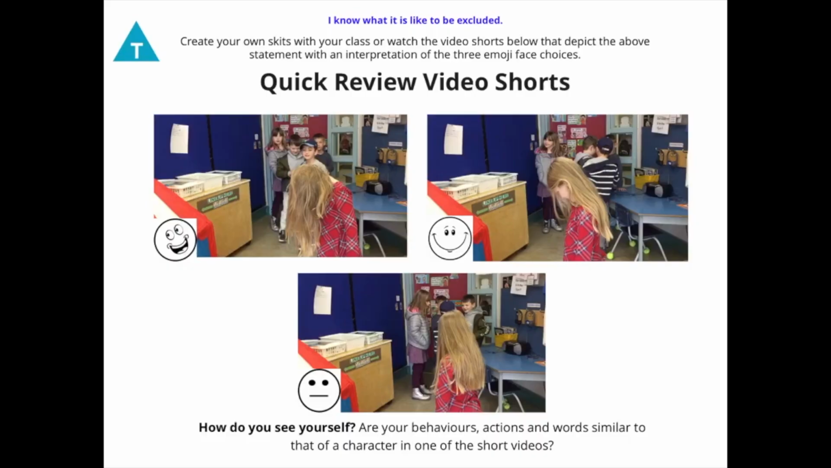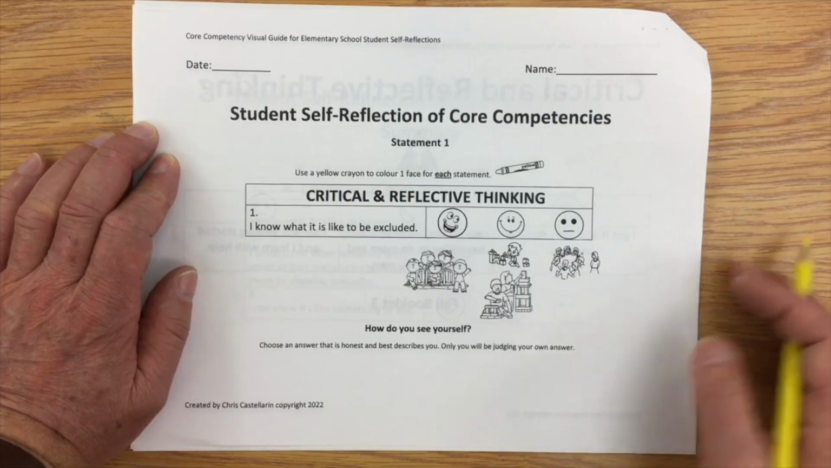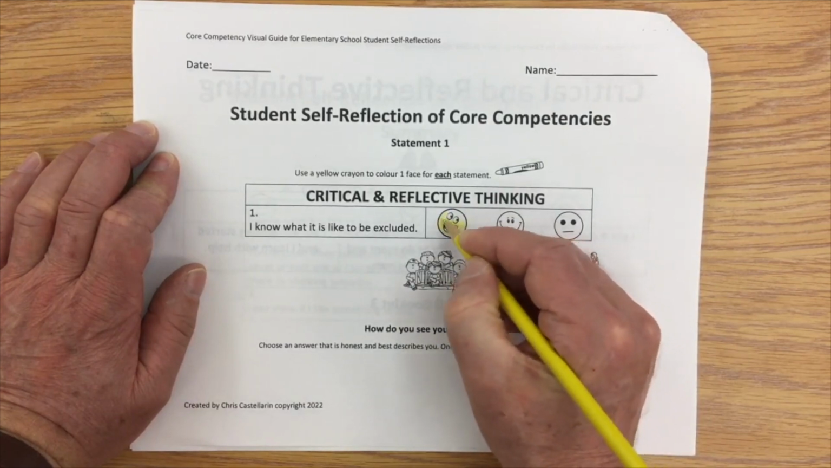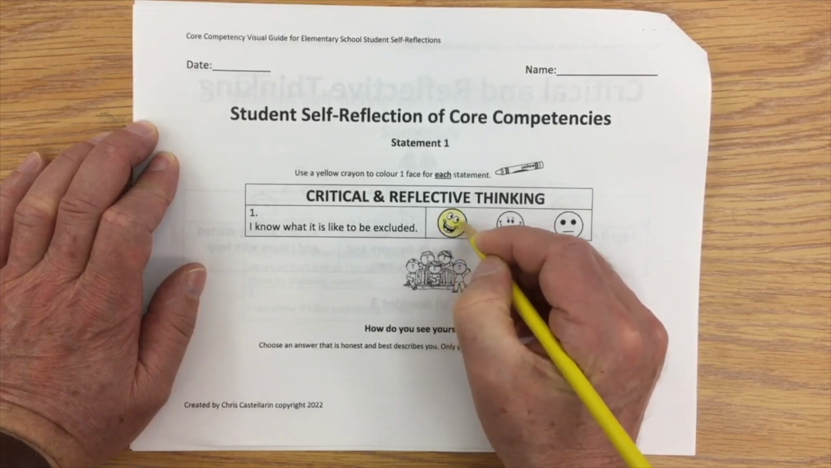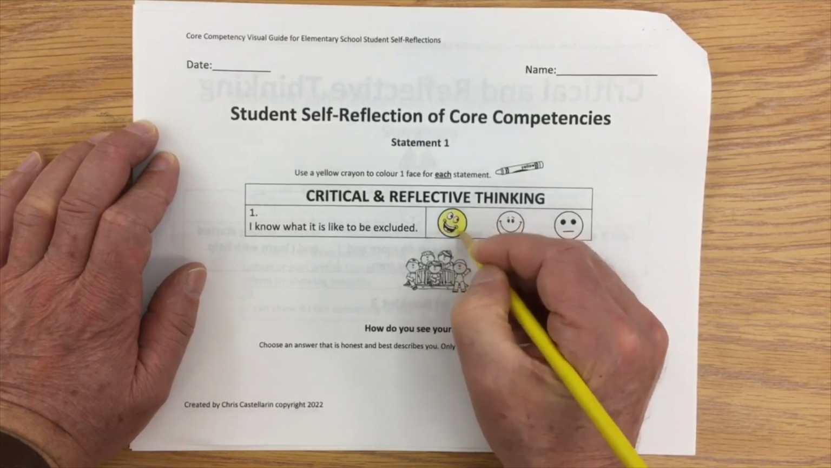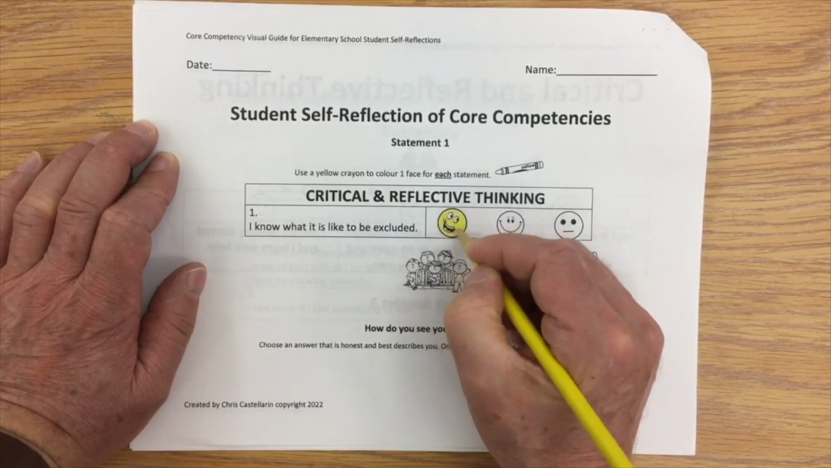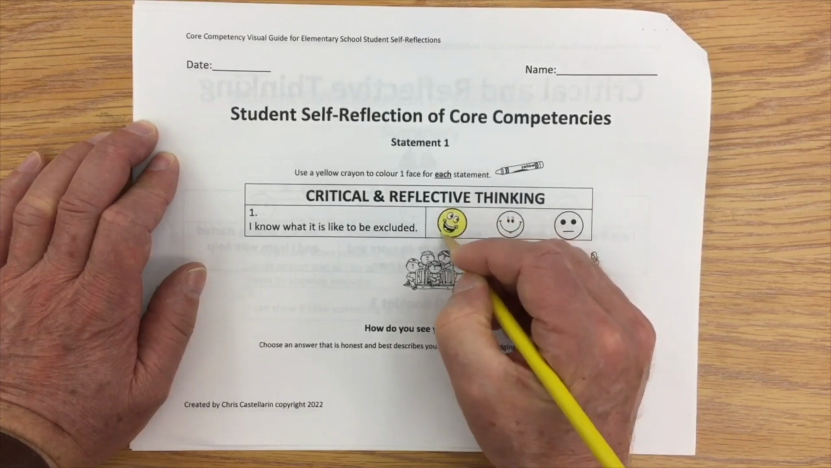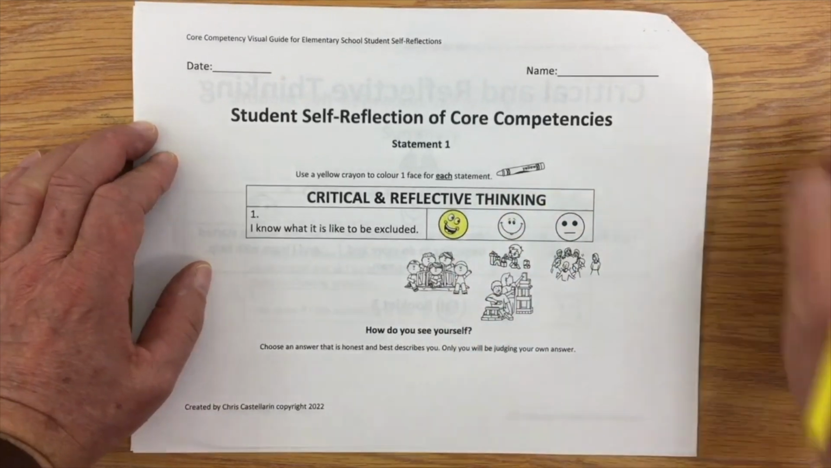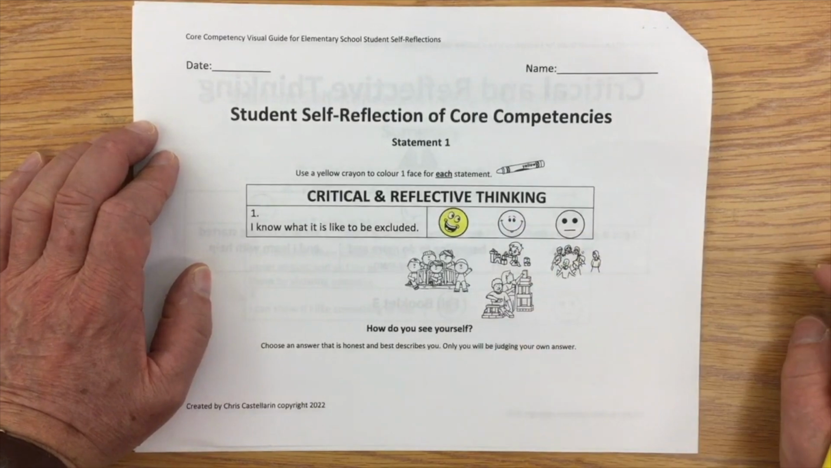How do you see yourself? Are your behaviors, actions, and words similar to that of a character in one of the short videos? I think I'm going to choose this face here, not because it's the right answer or it's a good answer, it's just I'm being honest with myself, and often I see people that look like they could use some help or need a friend or just need somebody to listen and talk to. And so I try not to exclude them. Instead, I try to go over with some empathy, and I try to make sure that they feel welcome. So I'm going to color that face in. Maybe you'll choose this one or this one. You have to be honest with yourself.